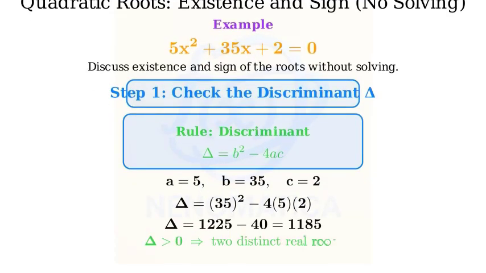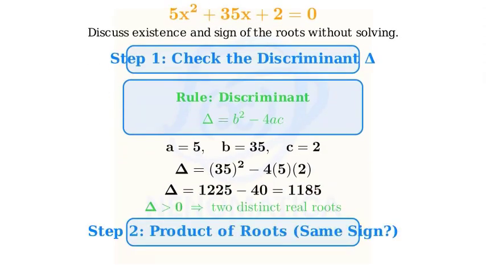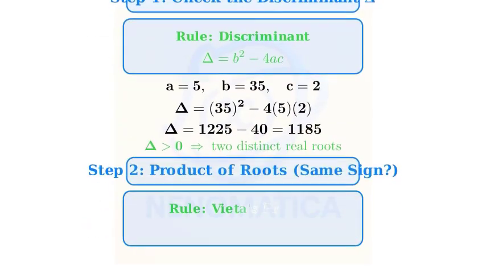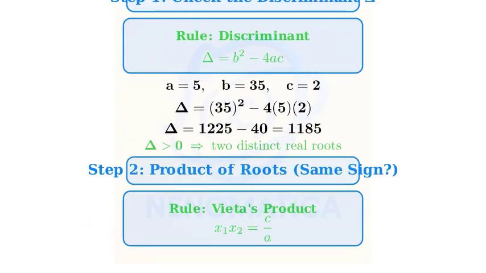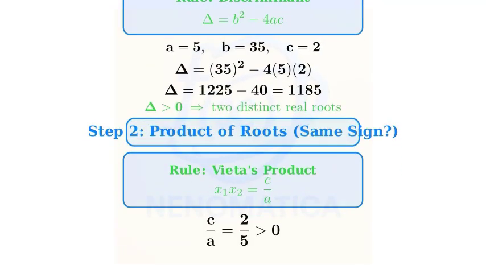Step 2. We use Vieta's formulas to study the signs. The product of the roots equals c over a. For this quadratic, c over a equals 2 over 5, which is positive. A positive product means the two roots have the same sign.